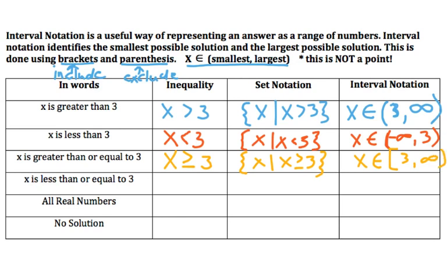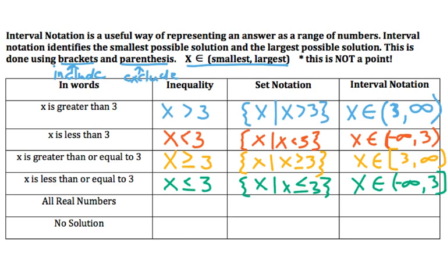Notice every time we use an infinity or negative infinity so far, we've used a parenthesis because we can never include infinity. Next up, we have x is less than or equal to 3. In set notation, we use a brace, the set x such that x is less than or equal to 3. Lastly, our interval notation, x is an element from, now the smallest value it can be is negative infinity, like the one above in red, so that's a parenthesis. The largest it can be is 3, and it includes 3, so we're going to use a bracket on that side of our interval.